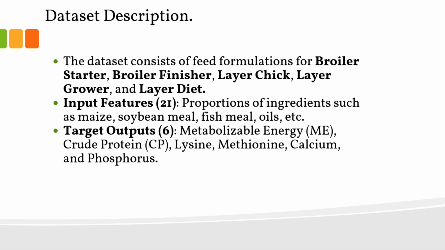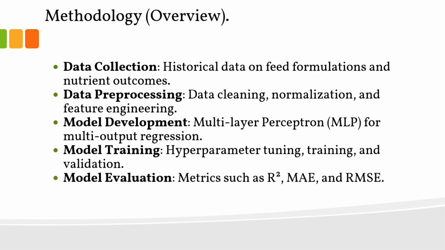Now we'll look at the dataset we have, going through its description. First of all, it consists of formulations for broiler starter, broiler finisher, layer chick. These are all the different stages poultry can go through, different levels in which we can feed our chicken. Then looking at the input features, there are 21 input features, and those are the proportions of ingredients such as maize, soya bean, fish meal, and very many. Then the target outputs are six. It's what we are targeting: the metabolizable energy, crude protein, lysine, methionine, calcium, and phosphorus. That is part of the dataset.